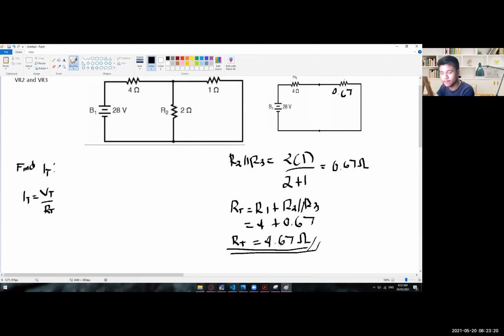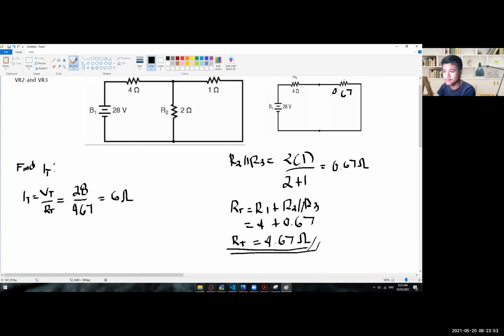And how did we get 4.67? Okay, it's good. And then since we now have total resistance, we can now solve for the total current. So Vp is 28 volts, and then RT is 4.67. So 28 divided by 4.67 is 5.995 or 5.99. Or we could just simply say it's 6, to be exact.